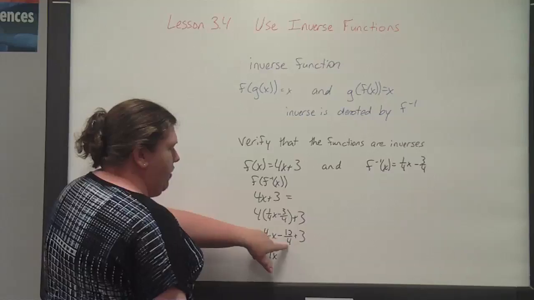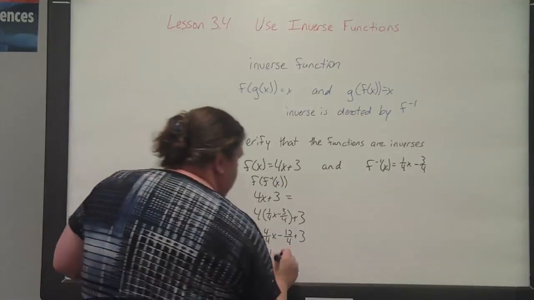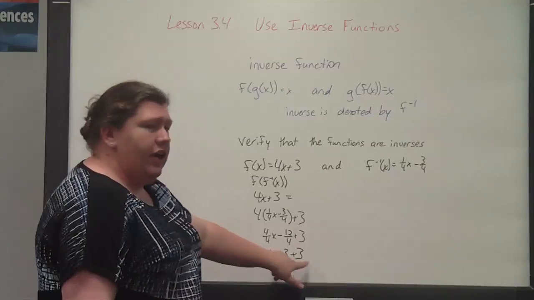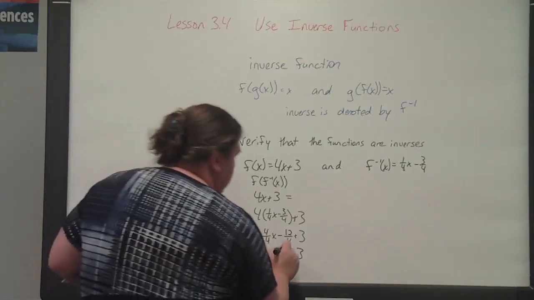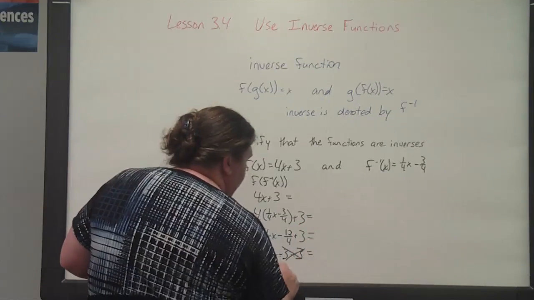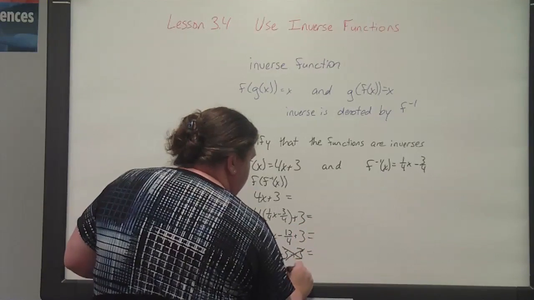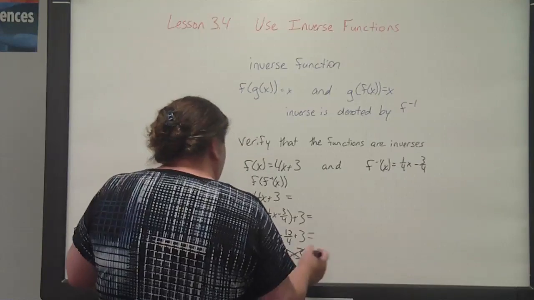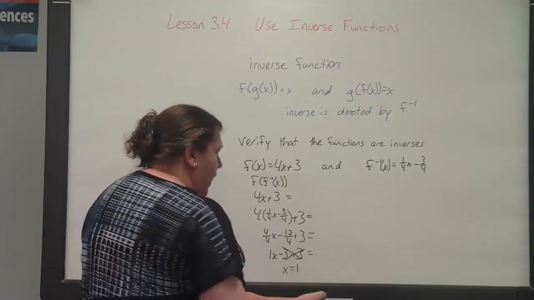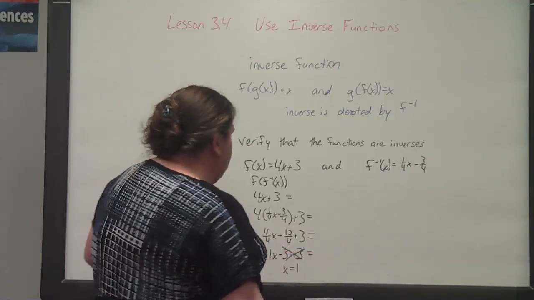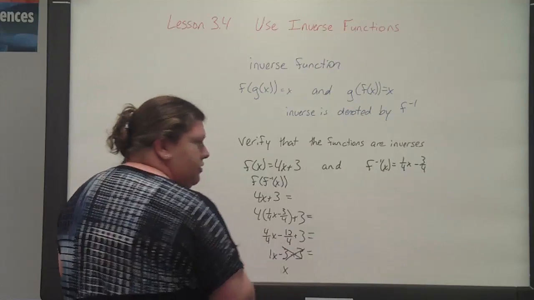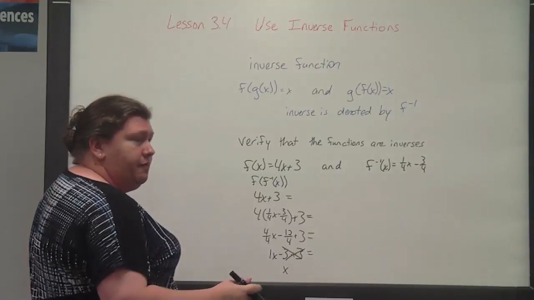Now, again, 12 over 4 gives us 3. So I have minus 3 plus 3. Well, this minus 3 plus 3 cancel out. So my answer is just plain x. We don't have an equal sign over here. So what you can ultimately do is just leave it as just x, or 1x.